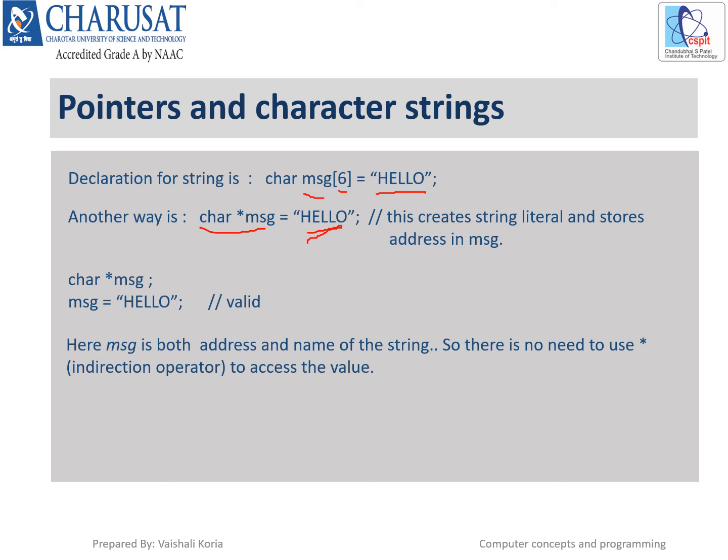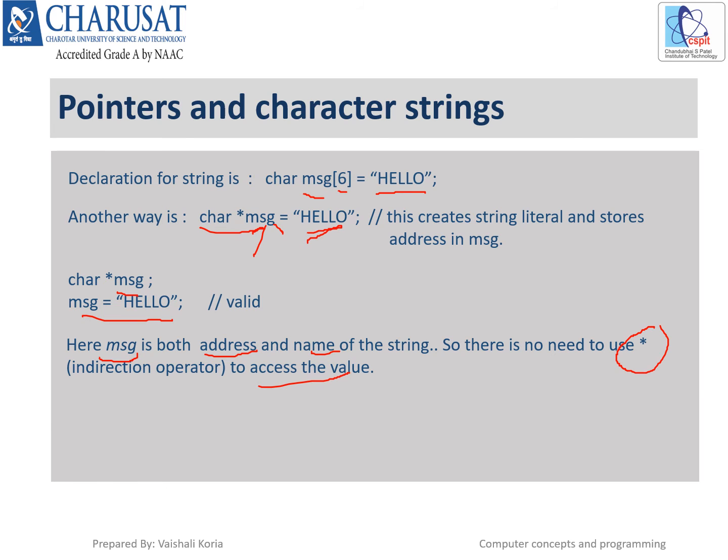Now you can also write this kind of declaration and initialization. You can first declare the character pointer and then assign the value to it using double quotes. Remember, this message is both the address and the name of the string. That's why there is no need to use the indirection operator to access the value. We can simply write message to print the string stored in it, because message has a dual purpose: it is the name of the string as well as the address of the first character.